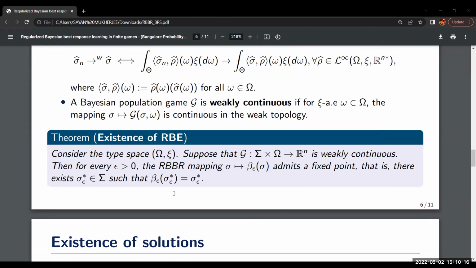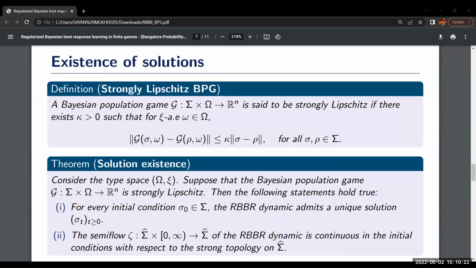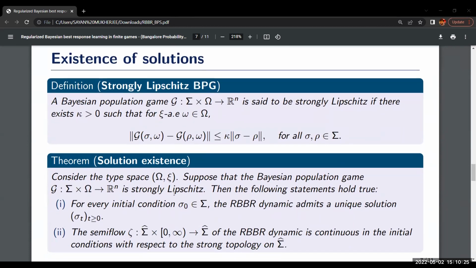Now, after showing existence of fixed points, we show existence of solutions, which comes from the following definition. A Bayesian population game is said to be strongly Lipschitz if there exists a universal constant kappa such that for xi almost every omega in omega, the population game G is Lipschitz. So the norm of G of sigma omega minus G of rho omega is less than or equal to kappa times the norm of sigma minus rho.